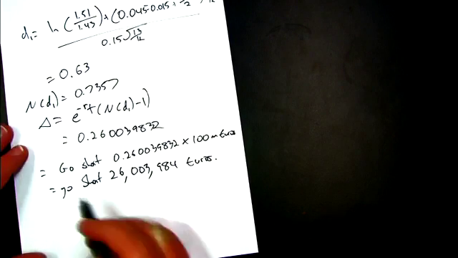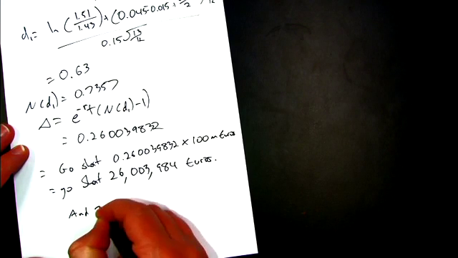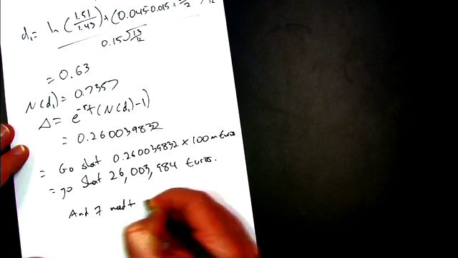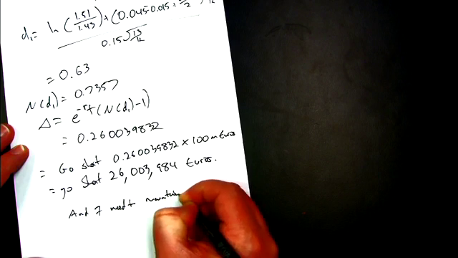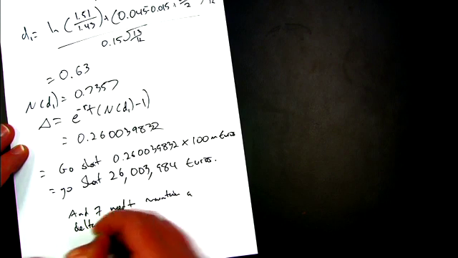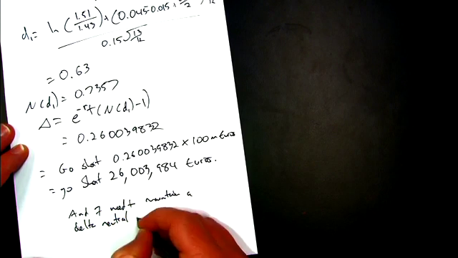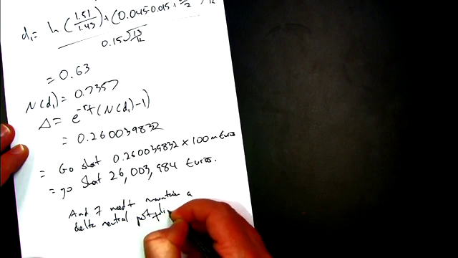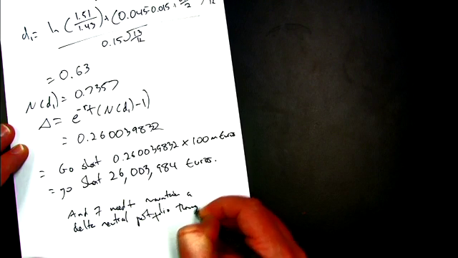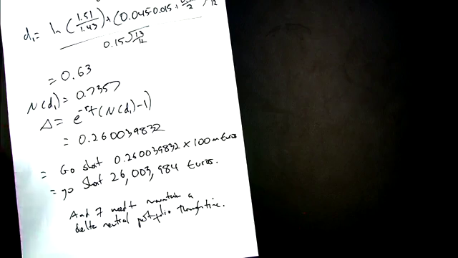But you're not done, right? Because you need to say that I need to maintain a delta neutral portfolio through time. So this makes it delta neutral at one particular point in time. You have to constantly rebalance to make it delta neutral always.